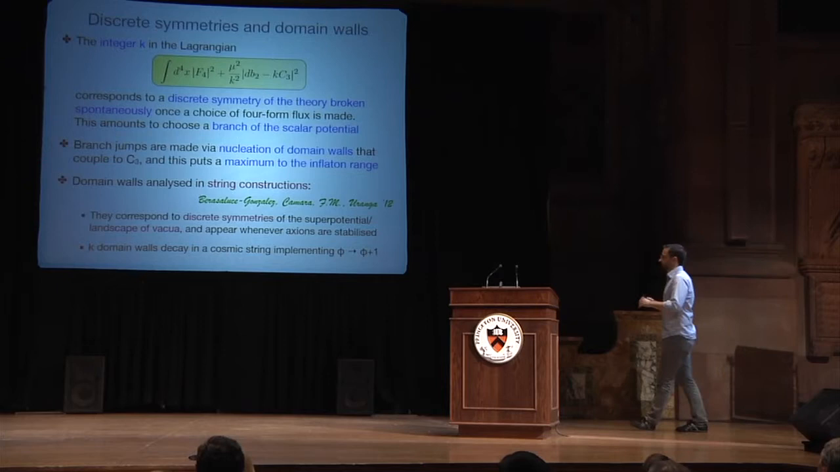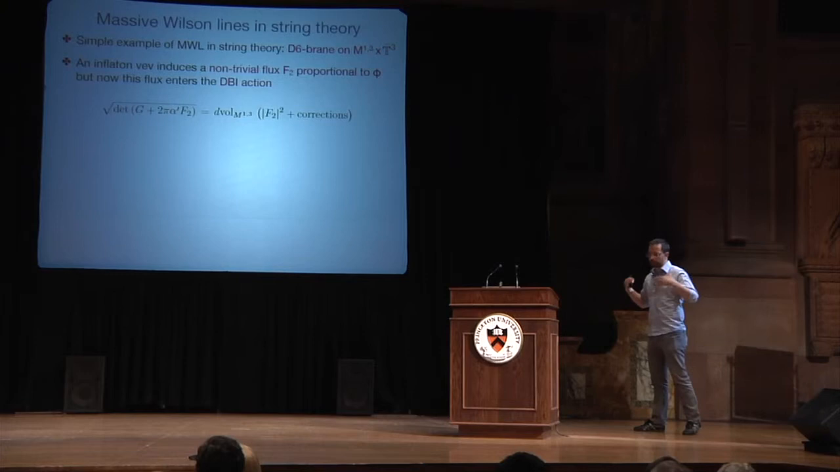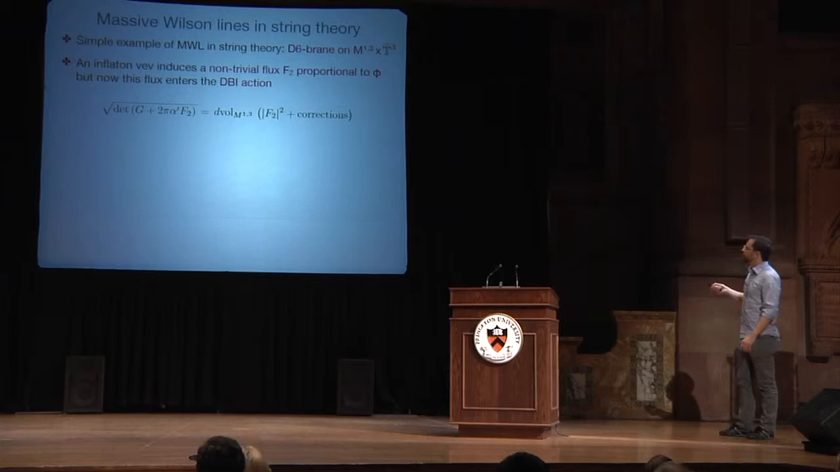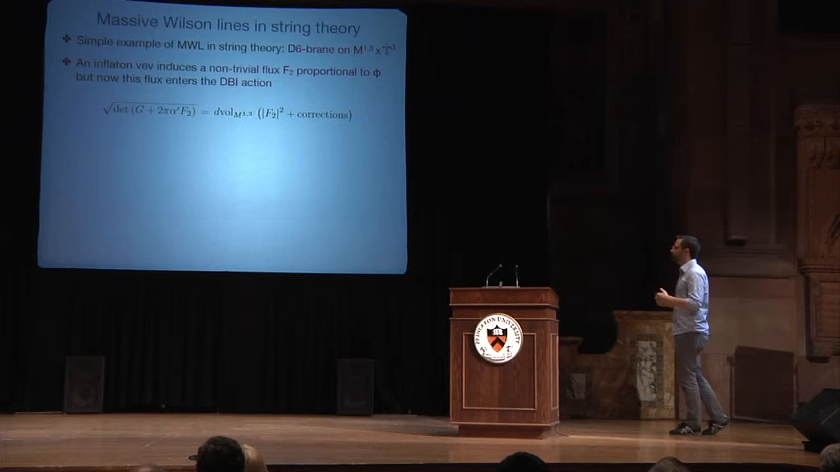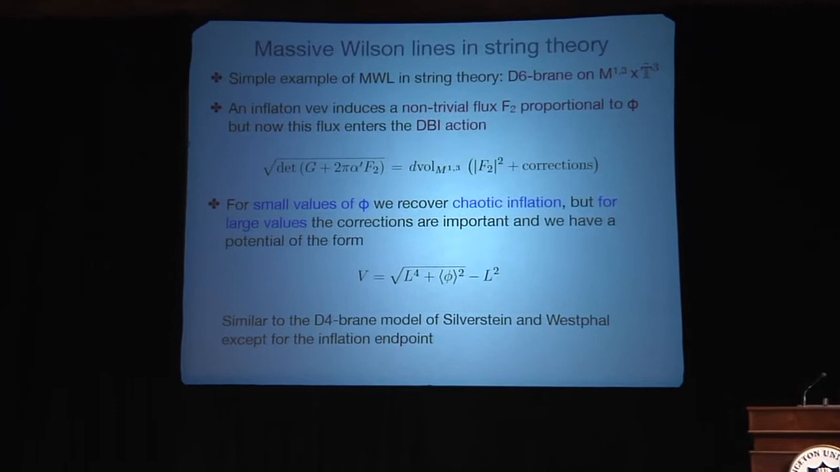Okay, so that was basically higher dimensional gauge theory. But then, if you want to embed it in string theory, the simple thing that you would think of for this massive Wilson line is to consider a brane, with this higher dimensional gauge theory, compactify, and see what you get. What you get in here is basically this sort of Dirac-Born-Infeld action, in which, again, you have a potential because you induce a flux continuously. And then, basically, the physics is very similar to these models of a D4 brane going around the twisted torus of Silverstein and Westphal.